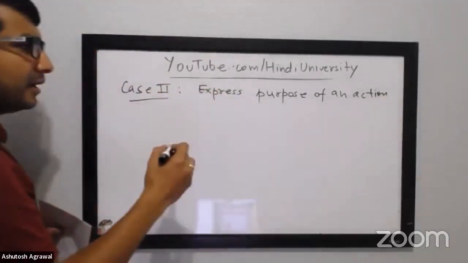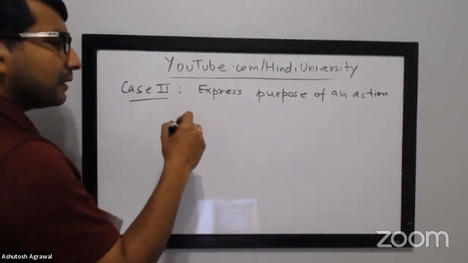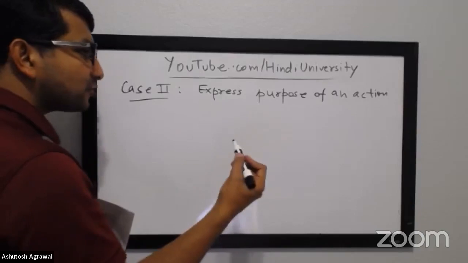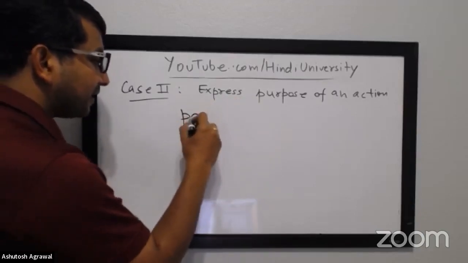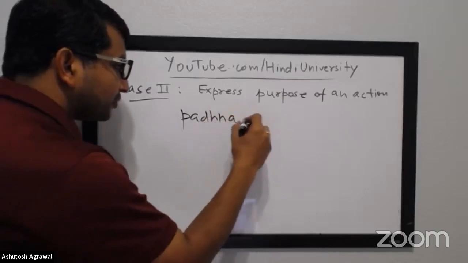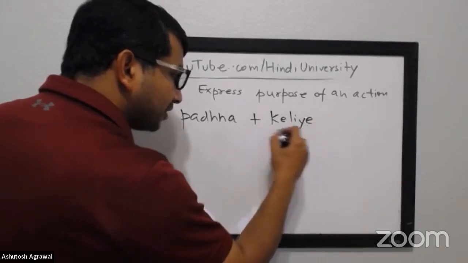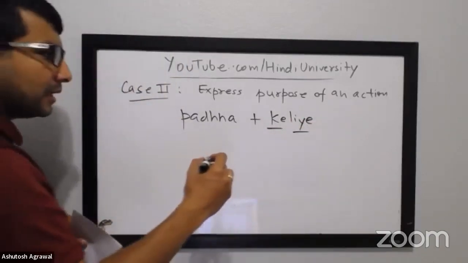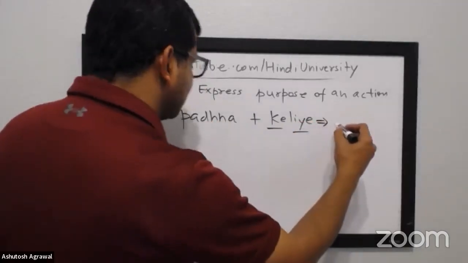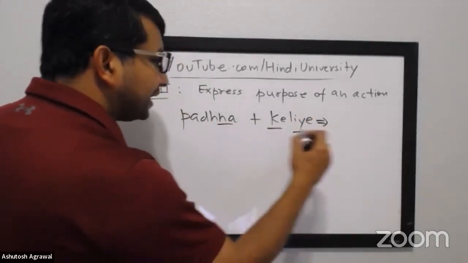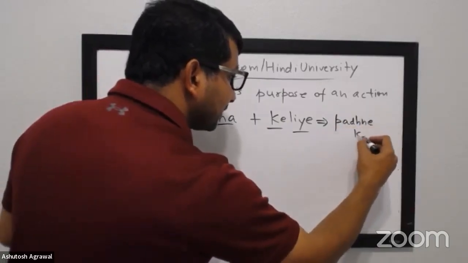Okay, so what do you mean by purpose of an action? Just like she mentioned, her hobby is, she's passionate about reading. So the action is padhna, but you want to show the purpose, so that's ke liye. When you have a postposition after some grammatical concept, it changes into the oblique case. So na becomes ne and it becomes padhne ke liye.